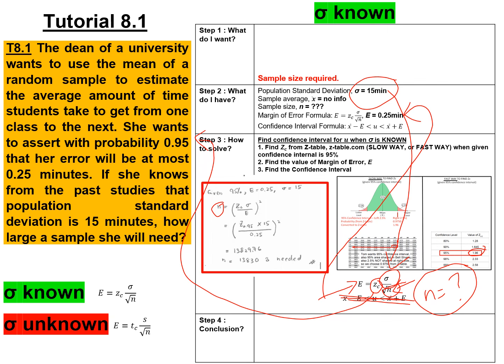So at the end, you're going to form this formula to find what is the value of n. After calculation, the n that we obtained is 13829.76. Because students cannot be point something, we need to make it into an integer. So at the end, n equals 13,830 students required to do the survey. Okay, this is tutorial 8.1. Let's look at tutorial 8.2.